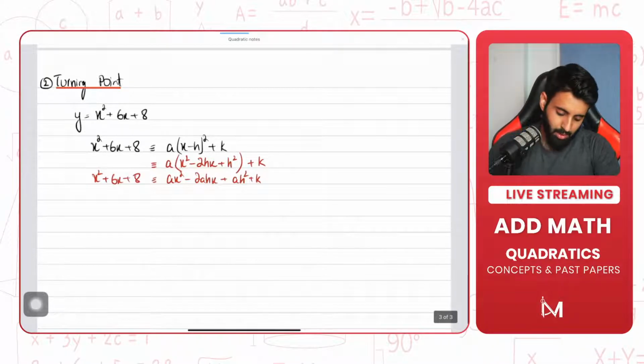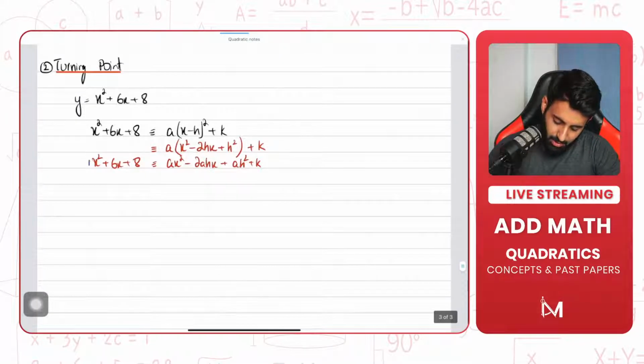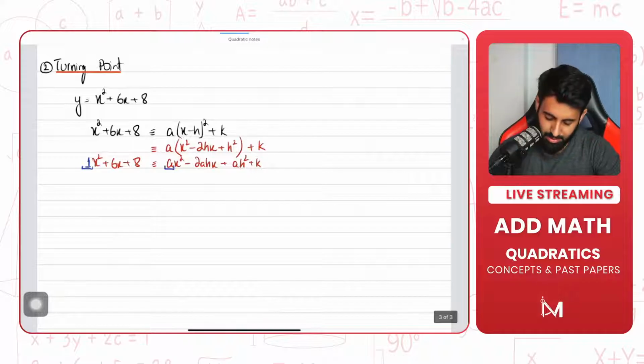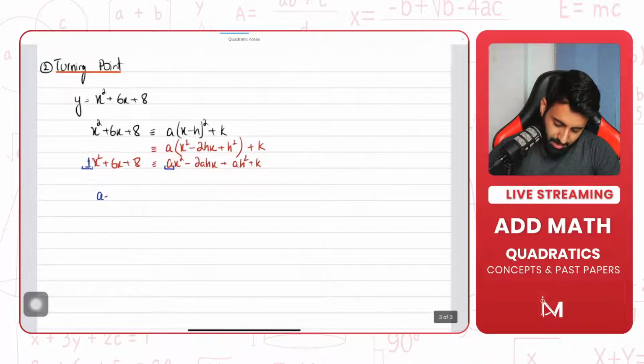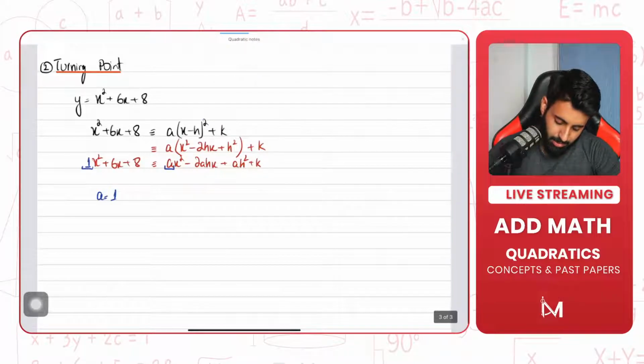Now we compare the coefficients. What is the coefficient of x squared on the left hand side? It's 1. What is the coefficient of x squared on the right hand side? It's a. That means immediately we have the value of a, which is 1. Then we compare the coefficient of x, which on the left hand side is 6, and on the right hand side is minus 2ah.